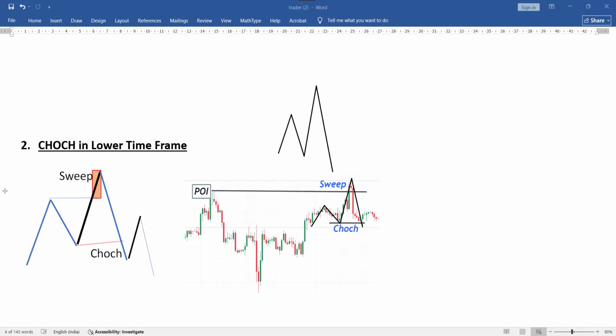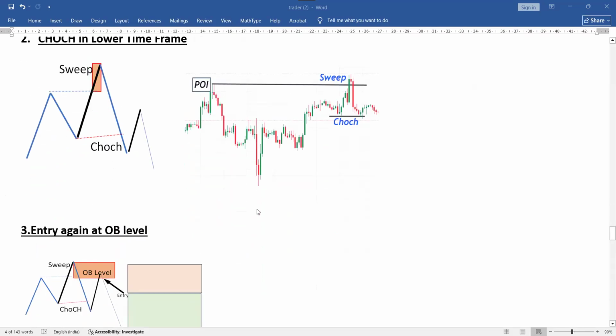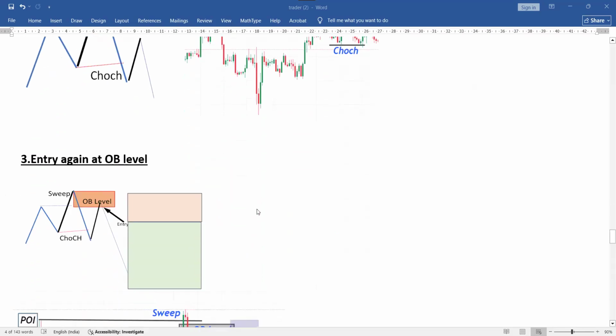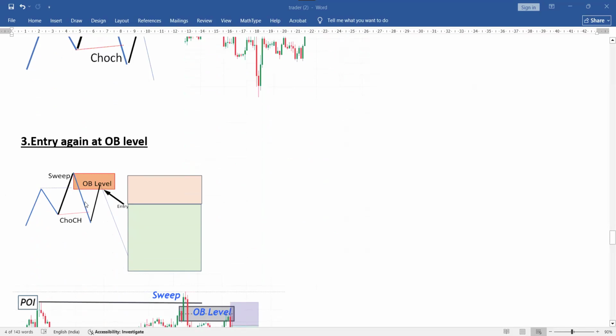Now, the third step is waiting for the entry point. Where is your entry point? Your entry point is the sweep point, again the high. That is the entry point, but you can't enter without respecting it. That is the secret behind it. Okay, so fine. You see, the market came back to this level.